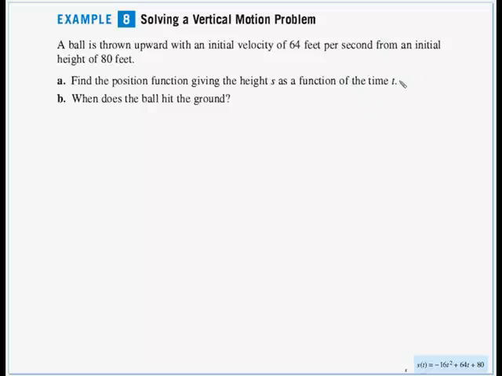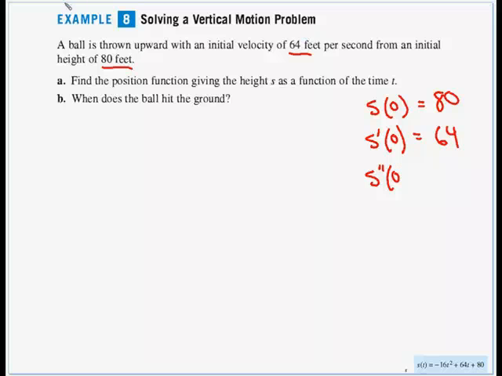So let's see, we know a couple things here. We know s of 0, our initial height, is 80 feet. We know that our first derivative, s prime of 0, is our initial velocity, and that's 64 feet per second. And if we think back, our second derivative of these equations was always our gravitational constant. The second derivative is -32 feet per second squared. So there's our gravitational constant.